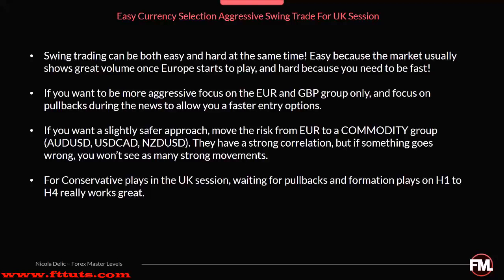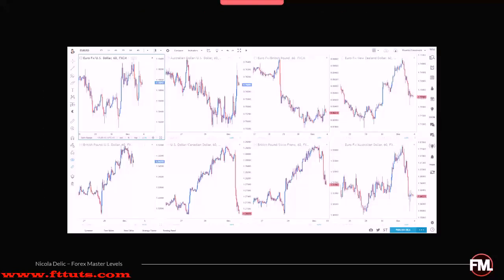But if you remove, let's say, a 200, 300 point move in 5 minutes, the Aussie dollar or any other pair from that group would move maybe 50. So it's going to give you a better chance of, let's say, playing safer. For conservative plays in the UK session, waiting for pullbacks and formation plays on 1 hour to 4 hour really works great. Here's an idea of how that would look.